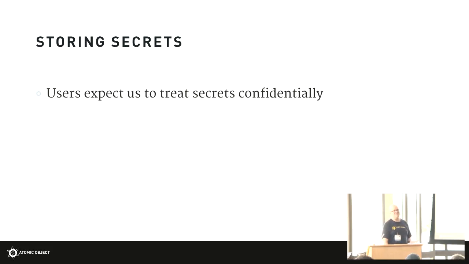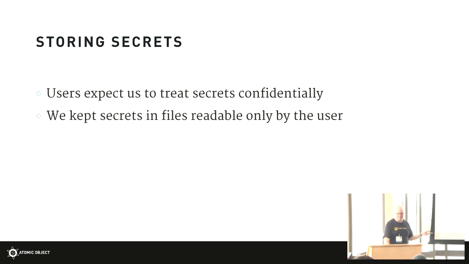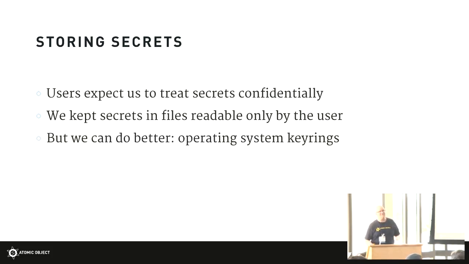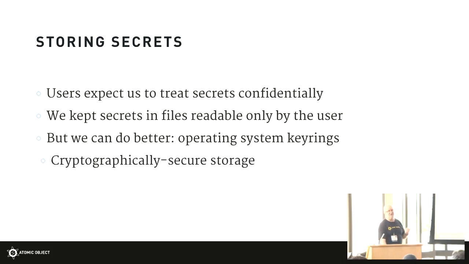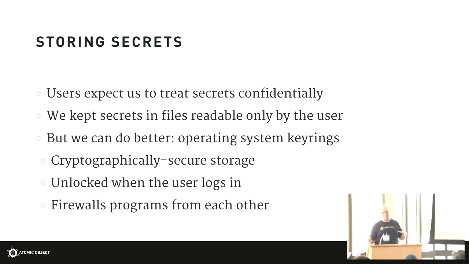Users expect us to treat these secrets confidentially when we write programs that handle secrets. And previously we kept secrets in files readable only by the user, protected them a little bit. But we can actually do better. Operating systems have a concept called keyrings. What these are is cryptographically secure storage, unlocked when the user logs in, and it firewalls programs from each other. So in the case of a Python script, it firewalls it from anything that's not a Python script. But if you have a compiled program, then it will say, oh, this program put in a secret, I'm not going to let this program pull that same secret out. The operating system firewalls these off from each other.